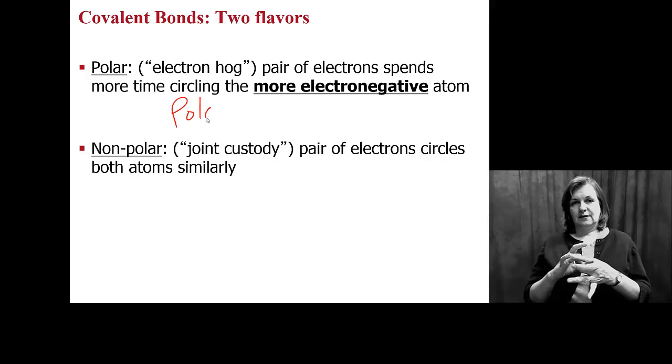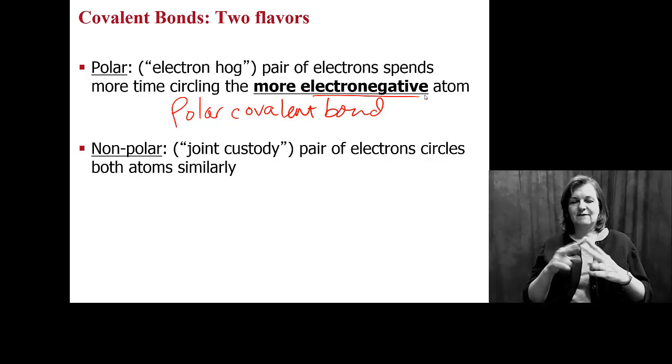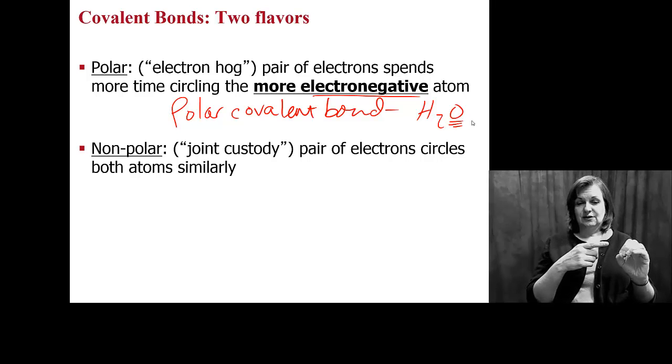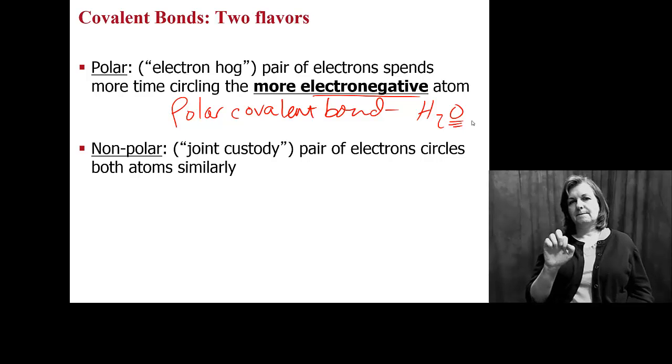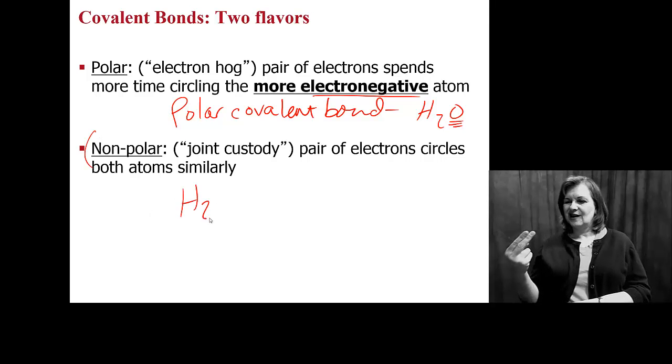When this happens, we call this a polar covalent bond. So a polar covalent bond means that you have a very electronegative atom, like in water. Oxygen is always very electronegative. So if you see oxygen in a compound, you can assume that there is going to be some sort of polar interaction here.